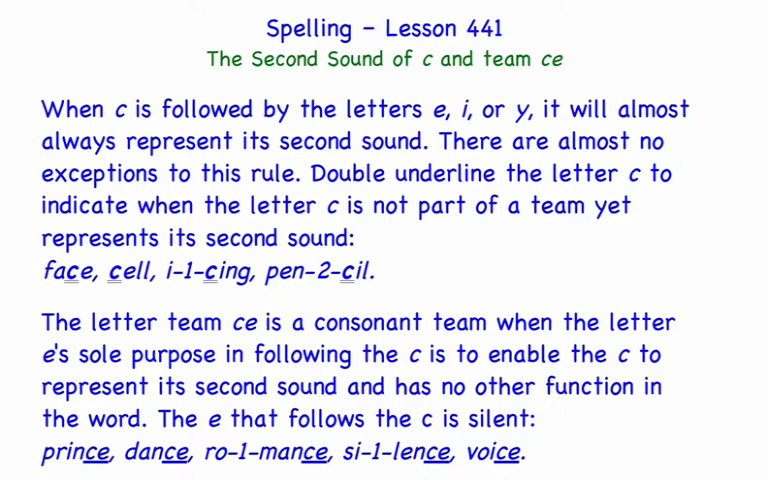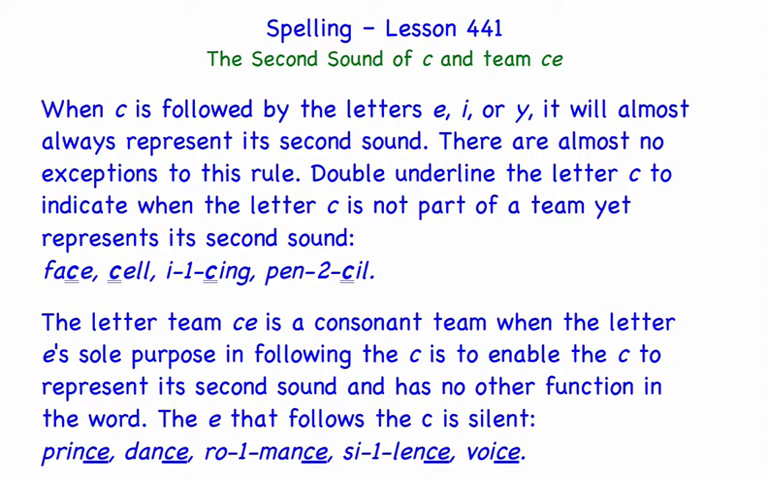The letter team CE is a consonant team when the letter E's sole purpose in following the C is to enable the C to represent its second sound and has no other function in the word. The E that follows the C is silent. Examples of that situation are prince, dance, romance, silence, and voice. In all of those words, CE is a team representing the sound S. The only reason E is in those words is so that the C is followed by an E, which therefore will cause the C to represent its second sound.